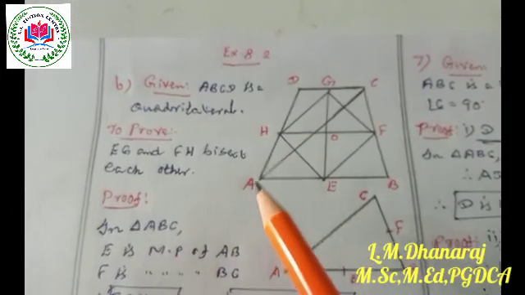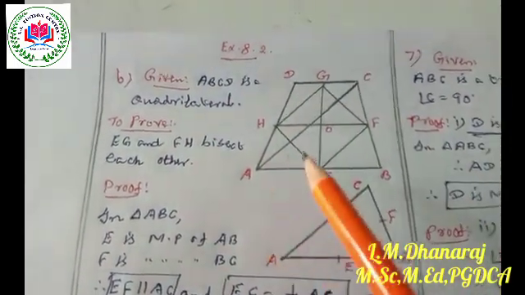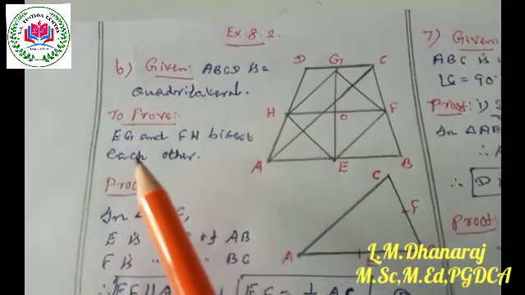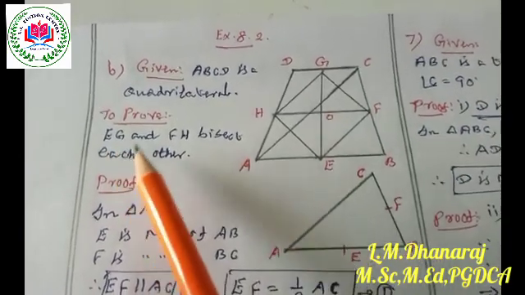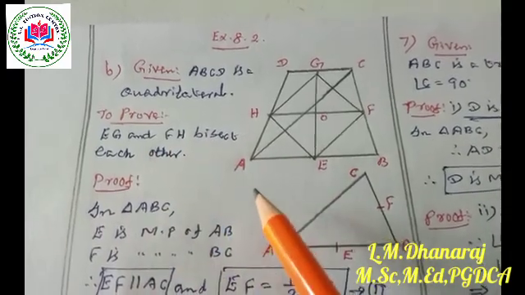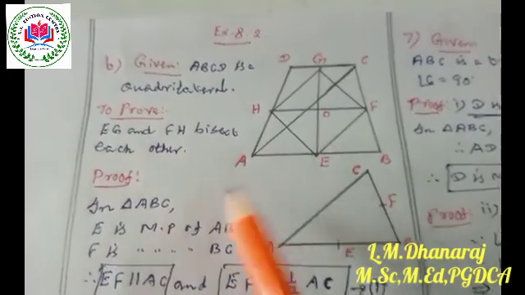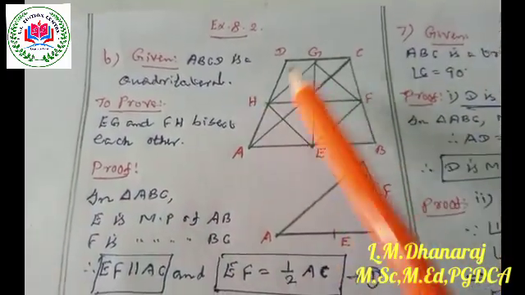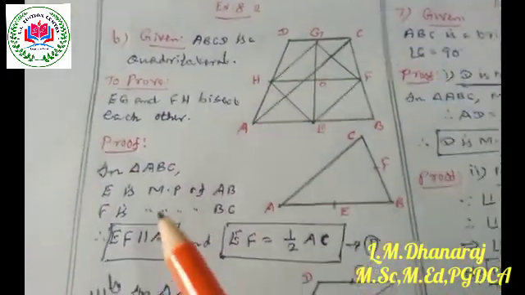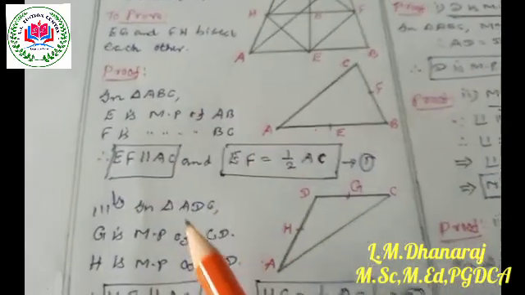Question number 6. It is given that ABCD is a quadrilateral. Quadrilateral means any four-sided figure. Now we have to prove that EG and FH bisect each other. Now for the proof, let us consider the triangle ABC and the triangle ADC.